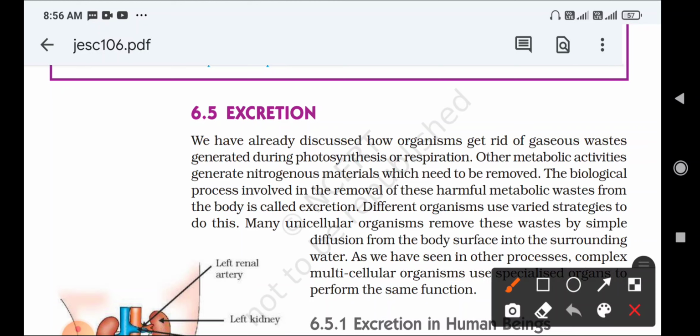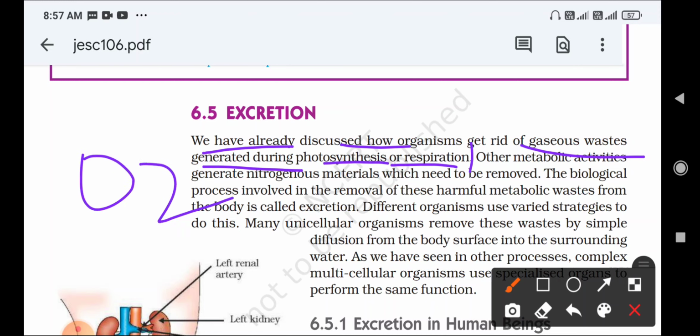Next, we have already discussed how organisms get rid of gaseous waste generated during photosynthesis or respiration. We already know that in respiration the waste product carbon dioxide is removed from the body, and in photosynthesis the waste product oxygen is removed from the plants. In photosynthesis oxygen is a waste product, and in the human body, respiration produces carbon dioxide as the waste product, and they are removed from the body.